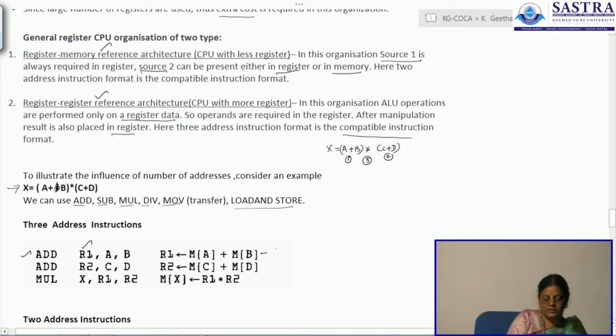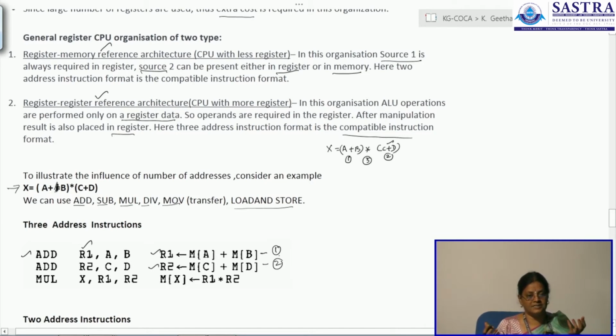So the first operation is going to be implemented with the help of this example, and then we have to proceed to C plus D. So add R2 comma C comma D. So here I am using one register, and another I am using another register. If enough registers are there, then this sort of limitation will not be there, and we will be getting the result of C plus D in R2. So this is nothing but the equivalent operation of the second category.